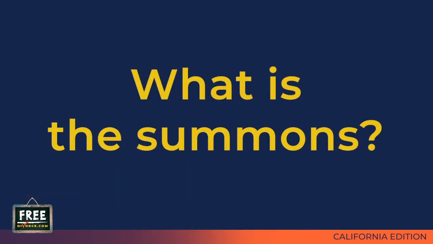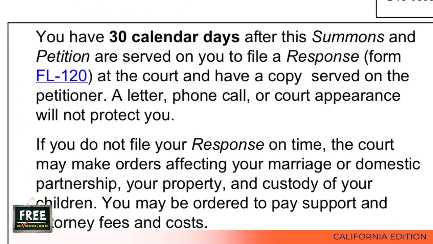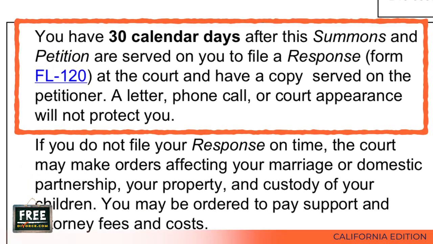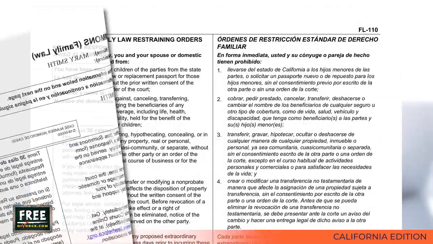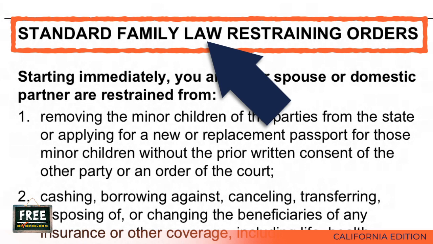What is the summons? The summons, which is FL 110, is a 2-page form. The first page of the summons is essentially a notice. It tells the other party that a legal proceeding has been initiated against them and warns them that they have 30 days after they have been served to file a response with the court. Page 2 of the summons sets forth standard family law restraining orders.